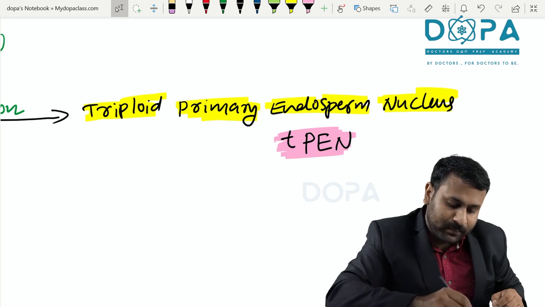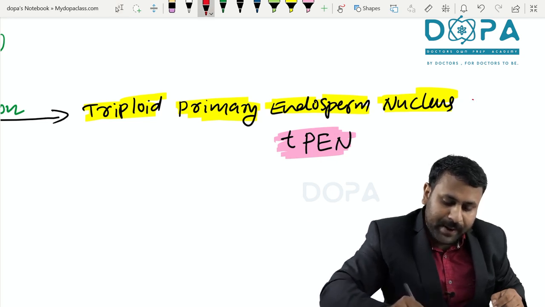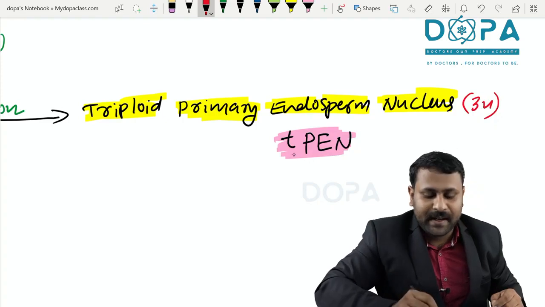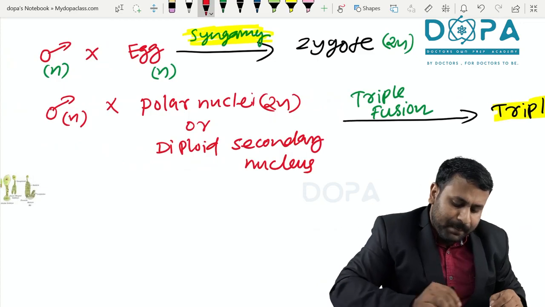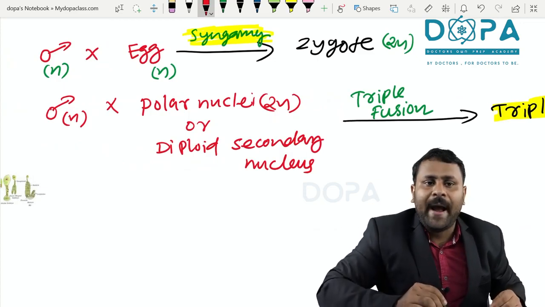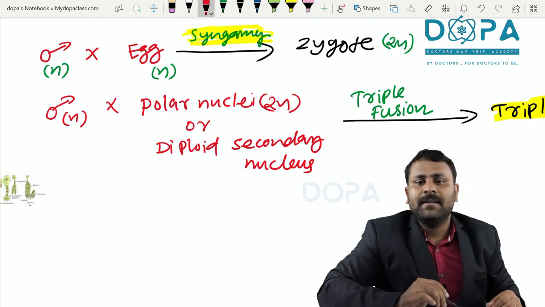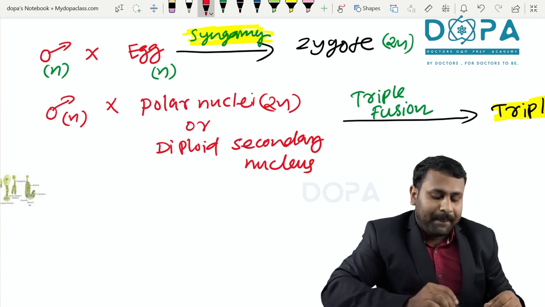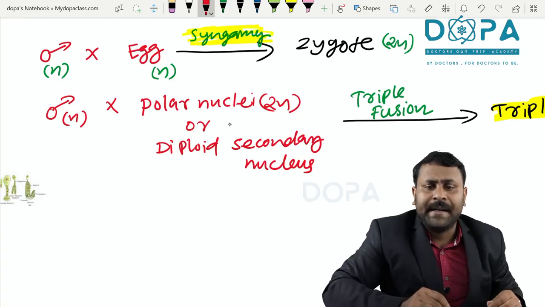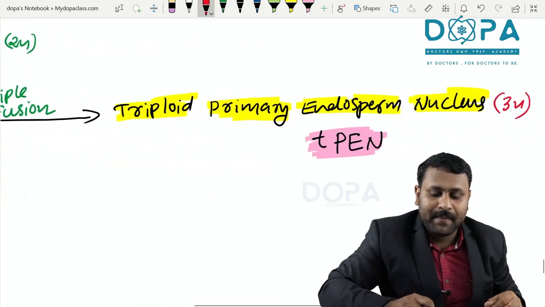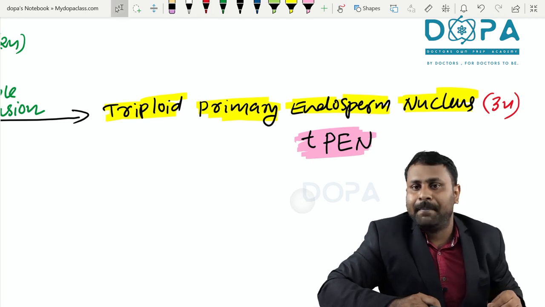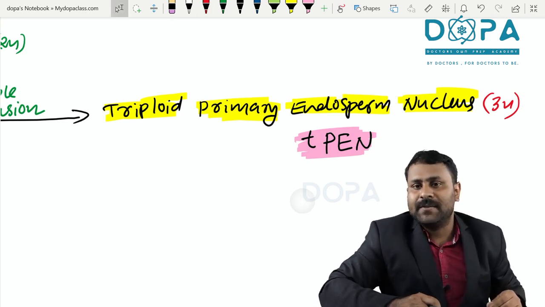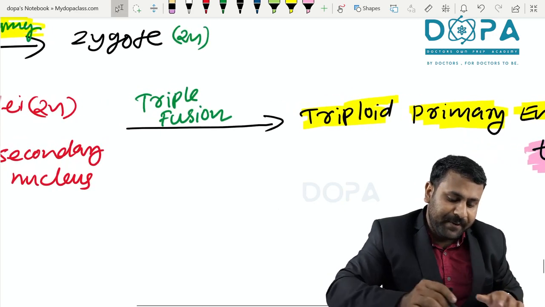What is the ploidy? Ploidy is 3N, triploid. That's why it is called a triploid primary endosperm nucleus. How will this triploid be formed? N plus 2N, 2N plus N means 3N. 3N means triploid. Haploid male gamete fused with diploid polar nuclei, 2N plus 1N, that means 3N. Triploid primary endosperm nucleus is formed, TPEN or PEN. And that process is called triple fusion.